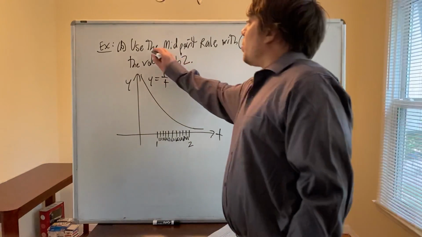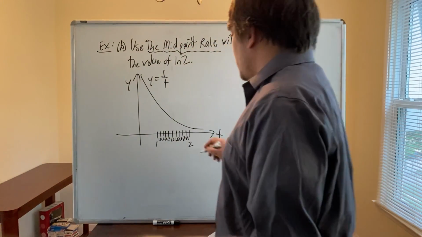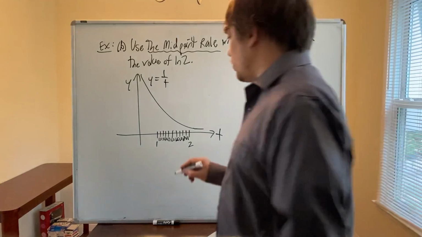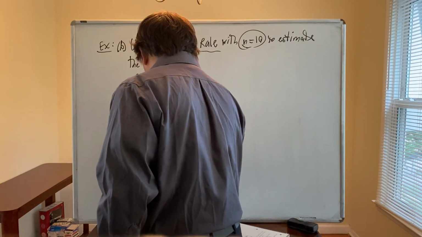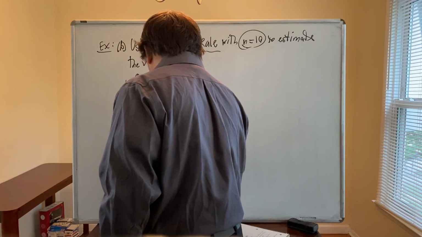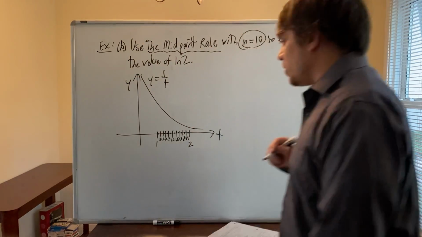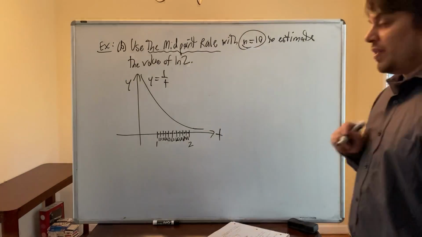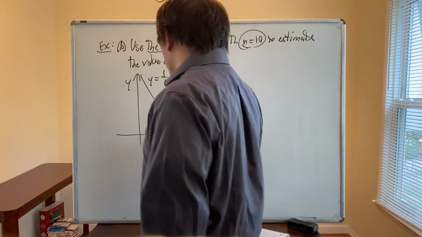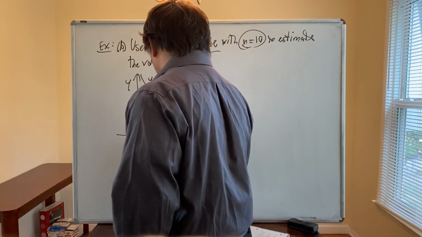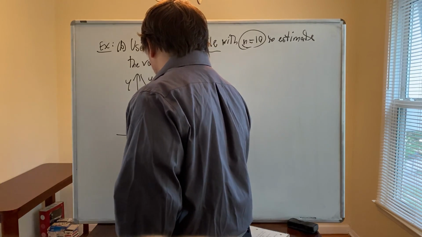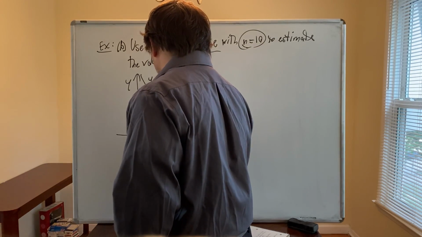Okay, we're going to use the midpoint rule. And so the midpoint rule says take the midpoint of each subinterval. So the midpoint of the first subinterval, the midpoint of the second, the third, the fourth, the fifth, the sixth, the seventh, the eighth, the ninth, the 10th. So we take the midpoint of each of those 10 subintervals. Now the first subinterval goes from 1 to 1.1, so the midpoint is 1.05. The next midpoint is 1.15. The next midpoint is 1.25.